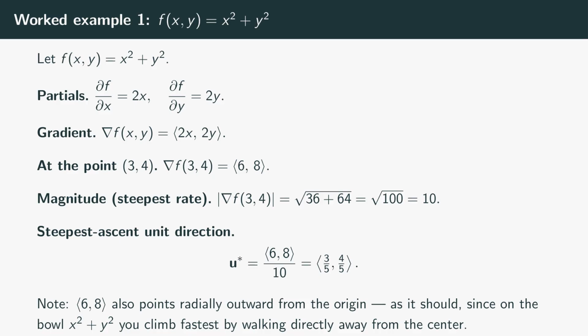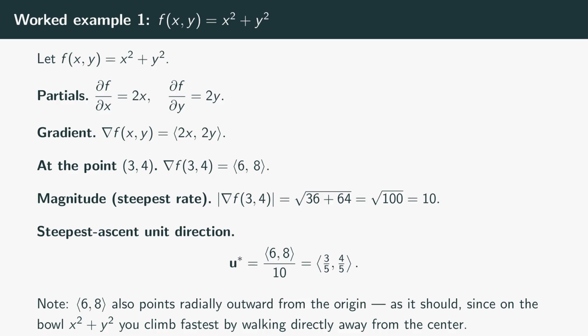At a general point, the gradient points in the direction of the vector (2x, 2y), which is parallel to the position vector (x, y) from the origin. It points radially outward, away from the bottom of the bowl. Now plug in the specific point (3, 4). The gradient is the vector (6, 8). The magnitude is the square root of 36 plus 64, which is the square root of 100, which is exactly 10. So the steepest rate of ascent at the point (3, 4) is 10.